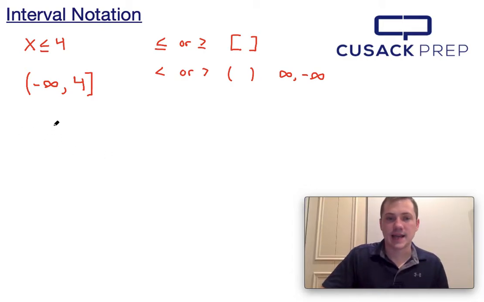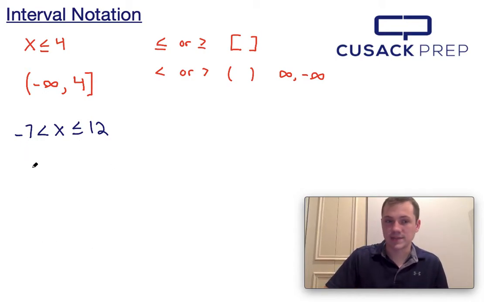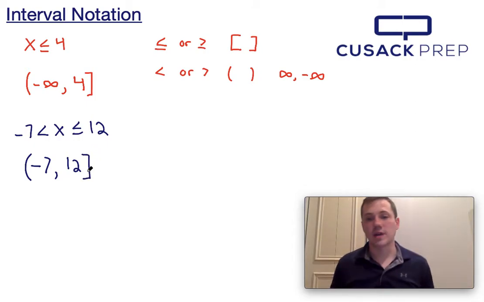Maybe in this case x is squished between two numbers. So maybe x has to be greater than -7, but then it has to be less than or equal to 12. So what we do here is, once again, we start from the lowest number, -7. And since there's a less than sign here, less than signs go with parentheses. So I'm going to use an open parentheses on the left side. And then it goes up to 12. So I'm going to put 12 here. And with 12, I'm going to go ahead and put a bracket. Alright, so that's another example.